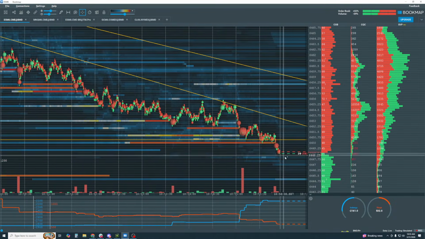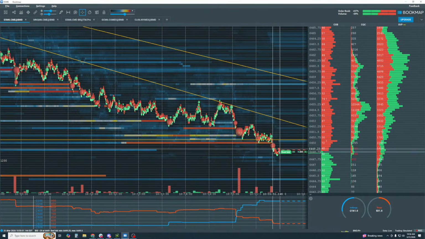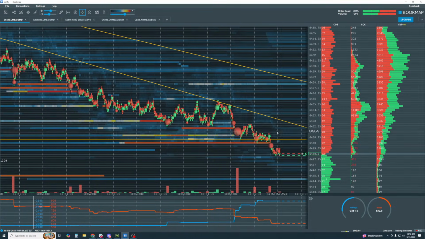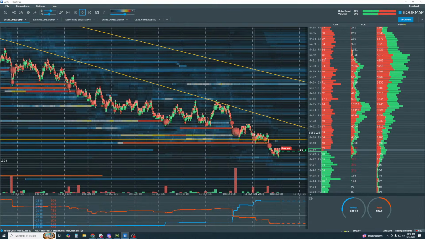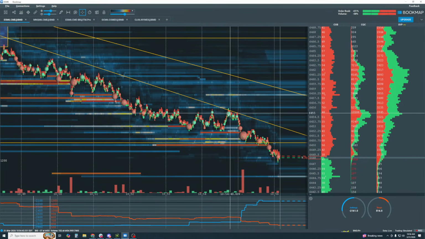Okay, so here we are below that swing now, and there's still more selling. Okay, we don't even really see pockets of buying, not yet. This isn't significant enough.